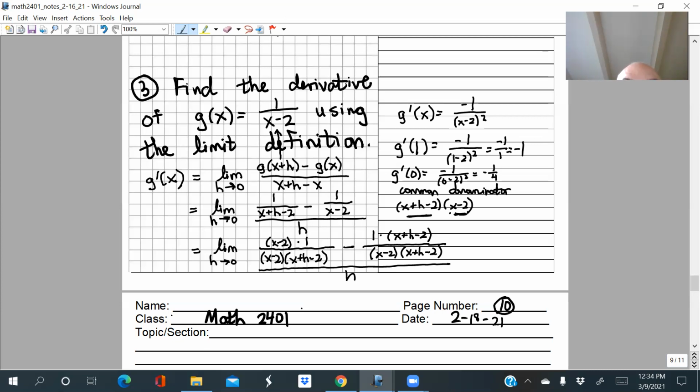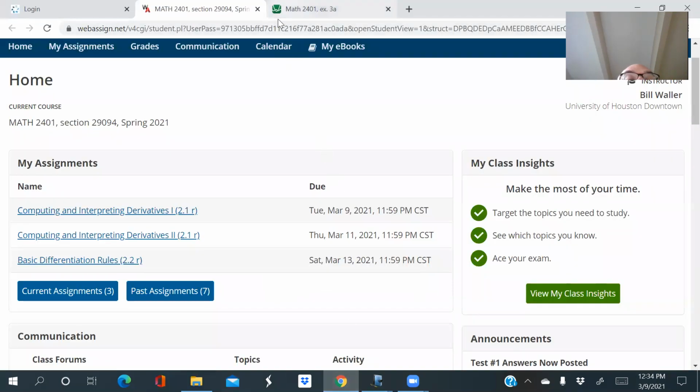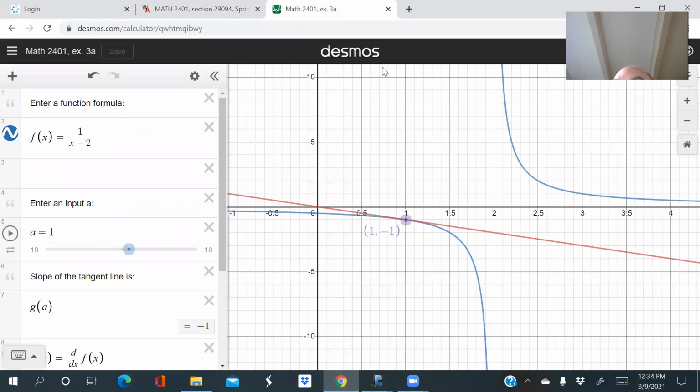Let's actually, I have the graph of this one, so we can look at it really quickly. Let's see if I can get back to it fast. So there it is. Can you all see that? There's the graph of 1 over x minus 2, and so that's the blue curve. And I drew a tangent line in here. So there you are, at 1, right?